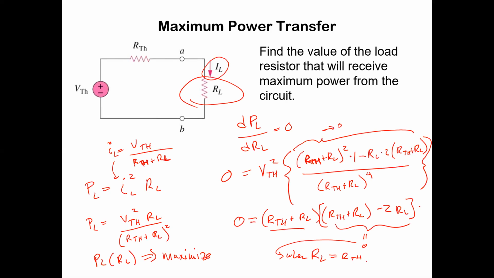The maximum power is going to be V Thevenin squared times RL over R Thevenin plus RL squared, so P max equals V Thevenin squared times RL over R Thevenin plus RL squared. And this becomes R Thevenin.